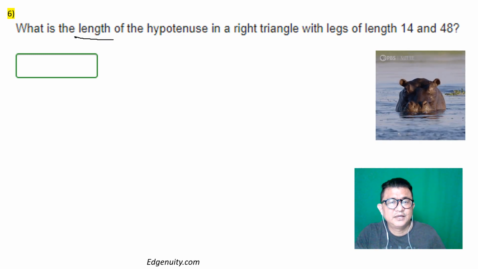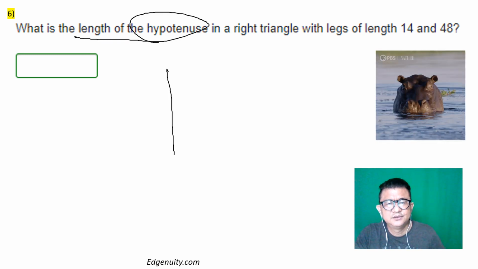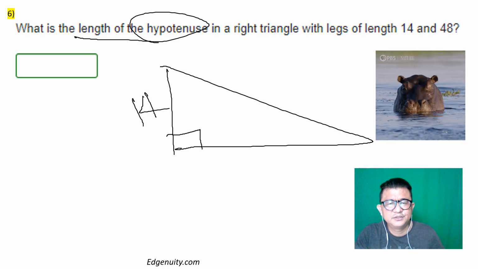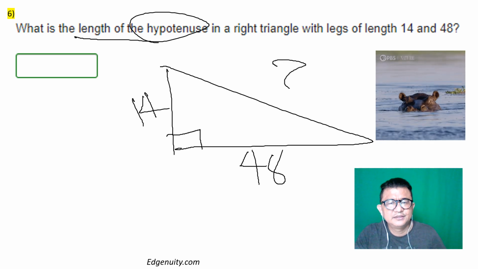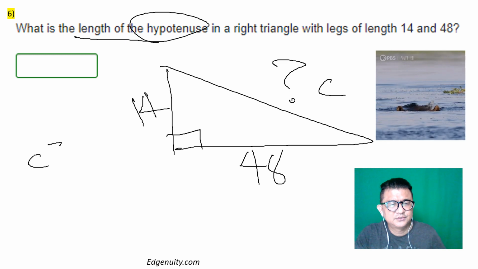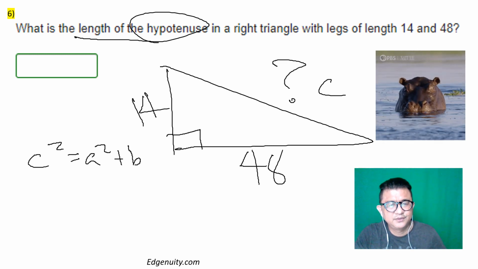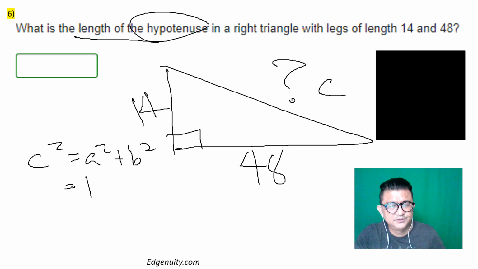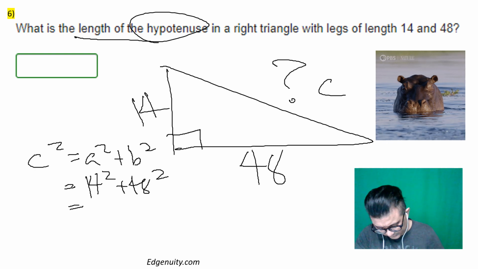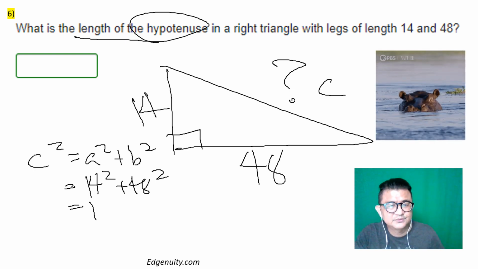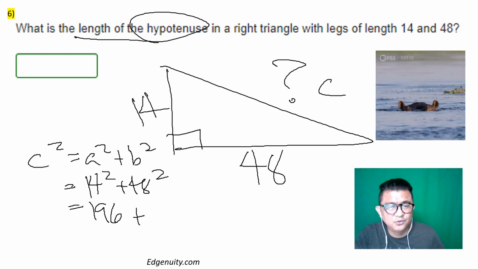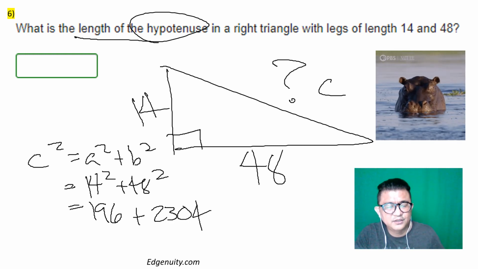What is the length of the hypotenuse in a right triangle? Okay, that's a right triangle with a length of 14. Let's put you 14 and you're a 48. And the hypotenuse is missing. That's your C. Okay, formula. C squared equals A squared plus B squared. Substitute any of those numbers. 14 squared plus 48 squared. 14 squared is 196. 48 squared is 2304. Okay, add them up.